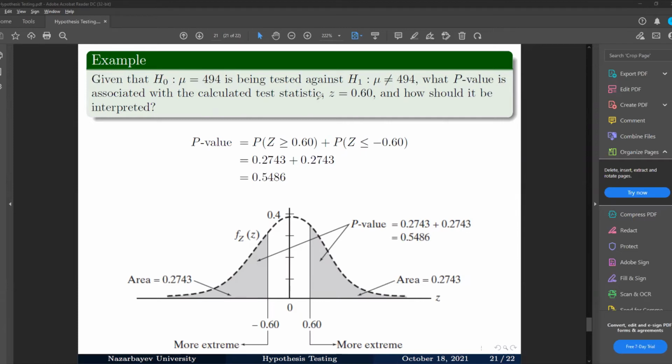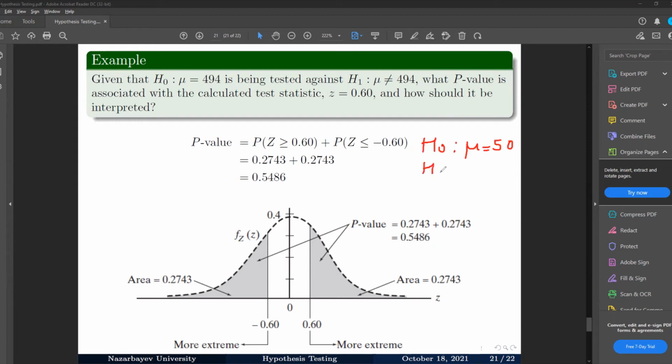With the calculated test statistic, which is equal to 0.60, how should it be interpreted? The p-value is the probability of getting as extreme a result or worse. So it corresponds to the probability of the test statistic being equal to 0.60 or greater than 0.60. Since this is a two-tailed test, test statistic values that are less than minus 0.60 are also considered as extreme or worse.